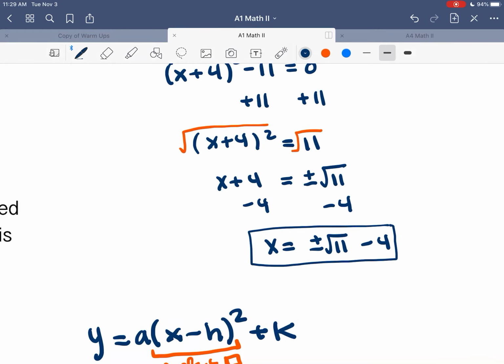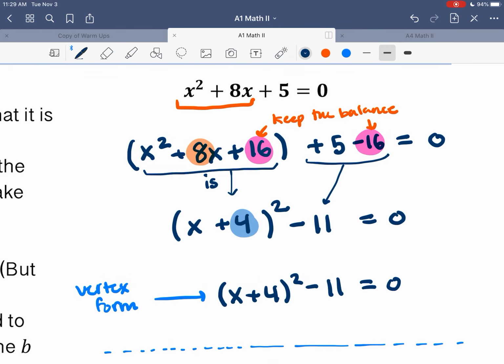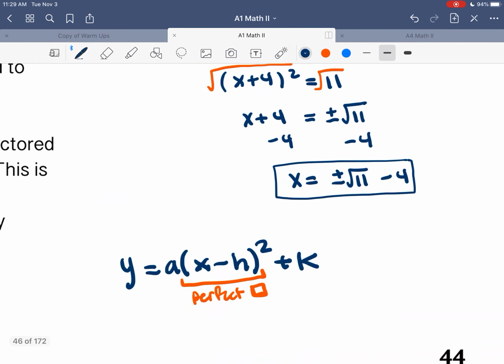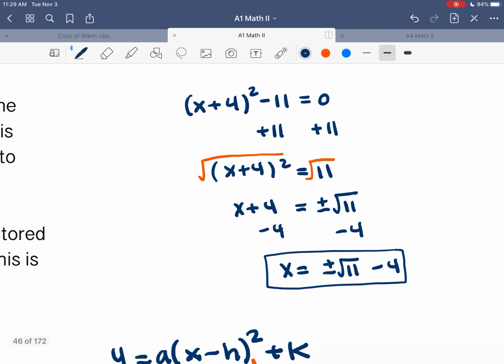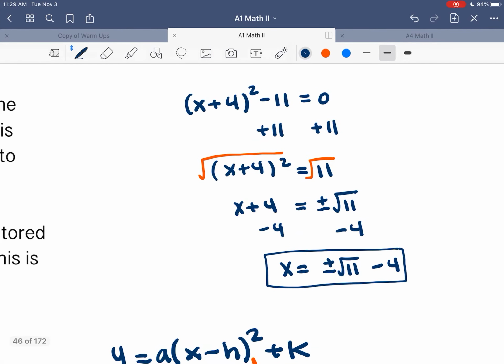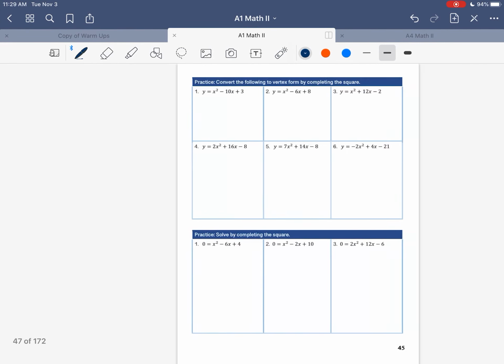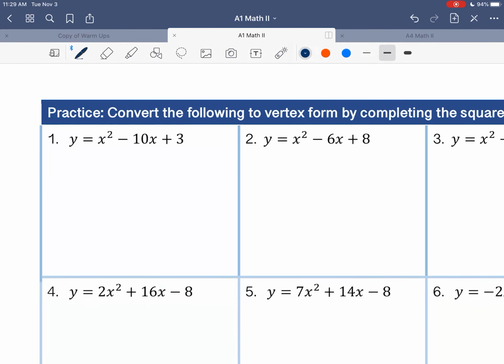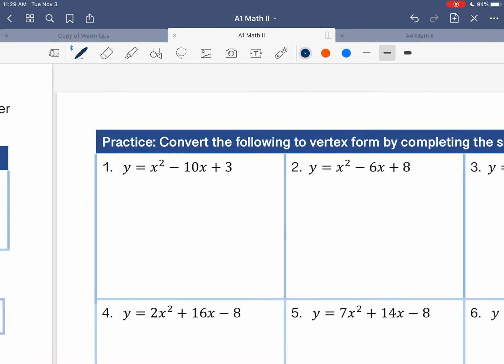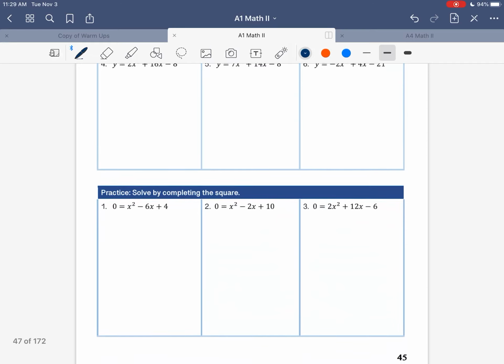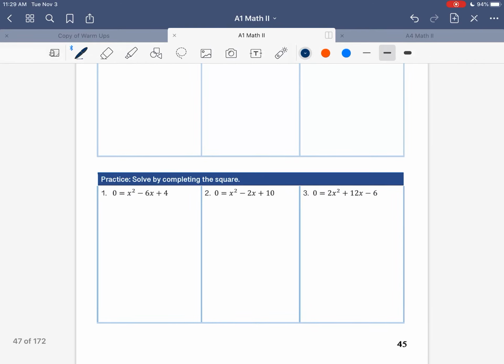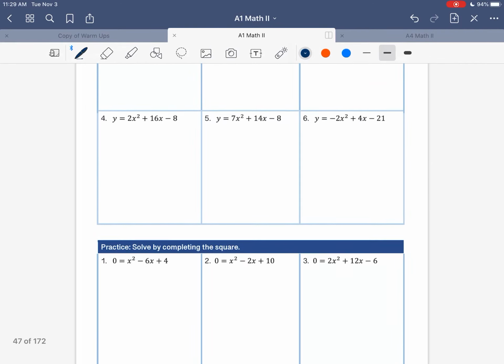So that's it. We've put it in vertex form. That's probably the most important part. And then we solved to get the solutions to our quadratic. So I'm going to keep going and do some examples here, because really, like almost every math topic, it gets a lot easier the more times you do it.